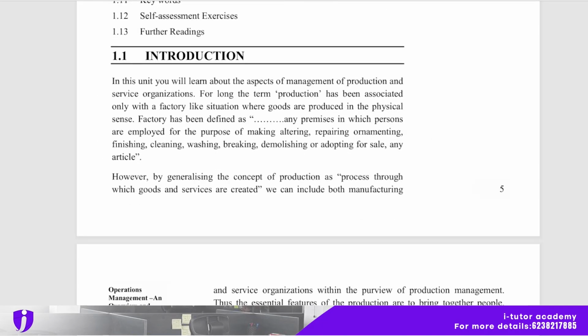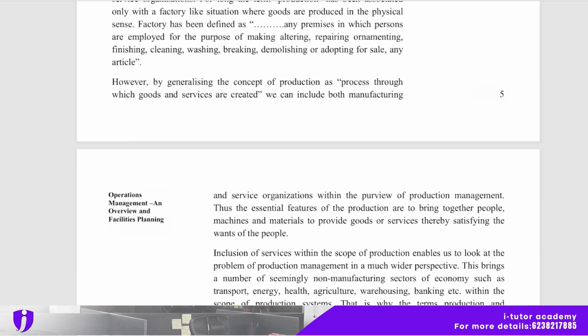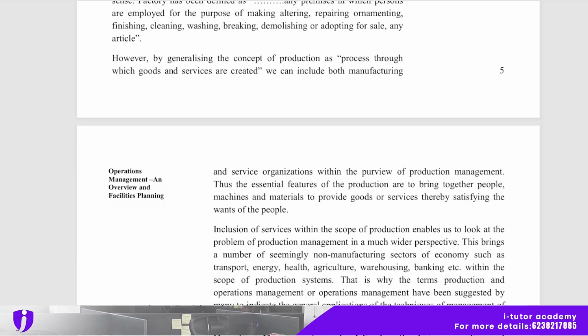In this unit you will learn about the aspects of management of production and service organizations. For a long time, production has been associated only with factory-like situations where goods are produced in the physical sense. A factory has been defined as any premises in which persons are employed for the purpose of making, altering, repairing, ornamenting, finishing, cleaning, washing, breaking, demolishing, or adapting for sale any article.